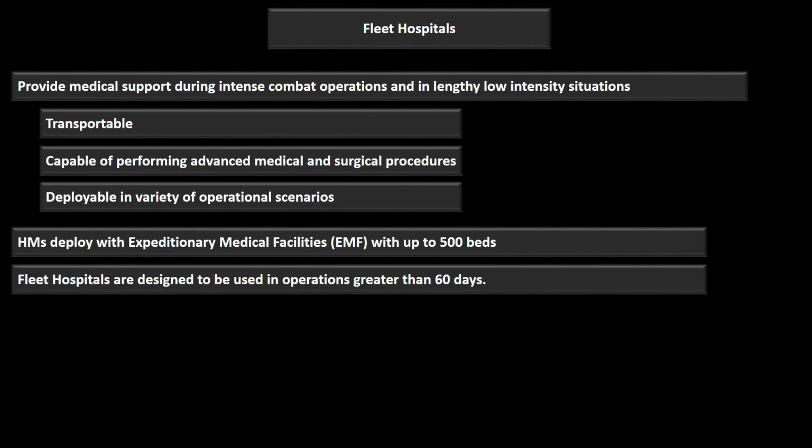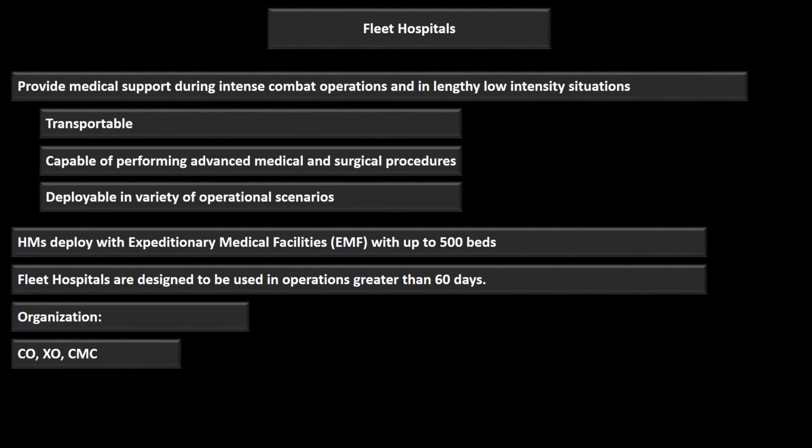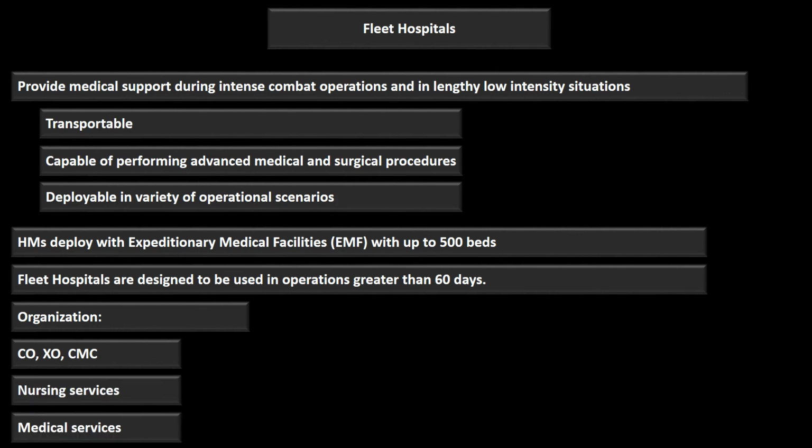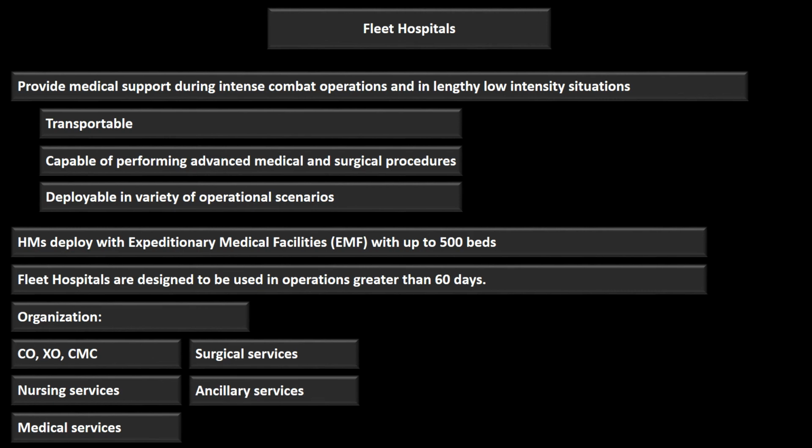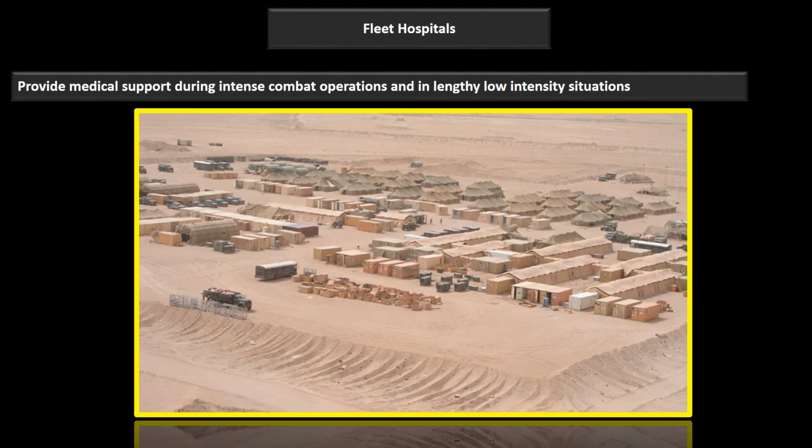Fleet hospitals are designed to be used in operations greater than 60 days. Okay, fleet hospital, typically you want the operation to be greater than 60 days. They are organized with the command suite, the CO, XO, CMC, or triad. They're going to have nursing services, medical services, surgical services, and ancillary services like your lab support and X-ray and all that stuff. And they're also going to have administrative services. And this is a picture of what a fleet hospital would look like.